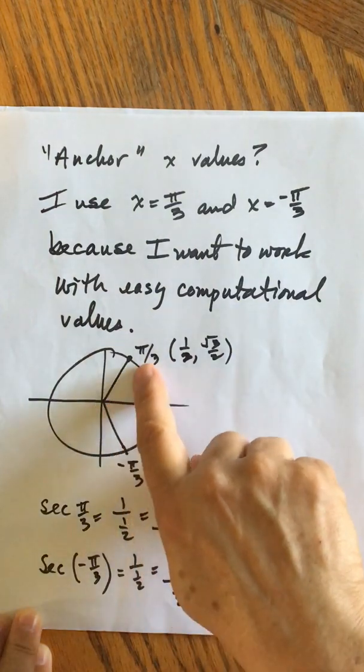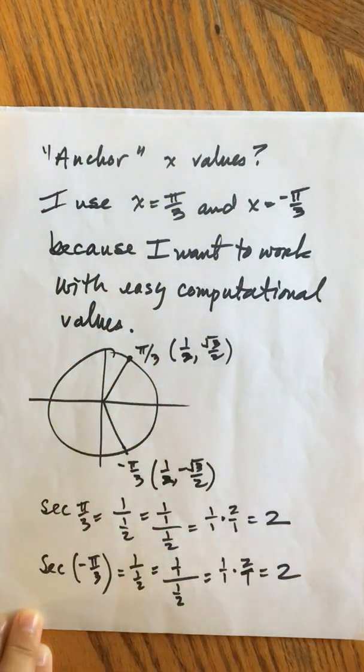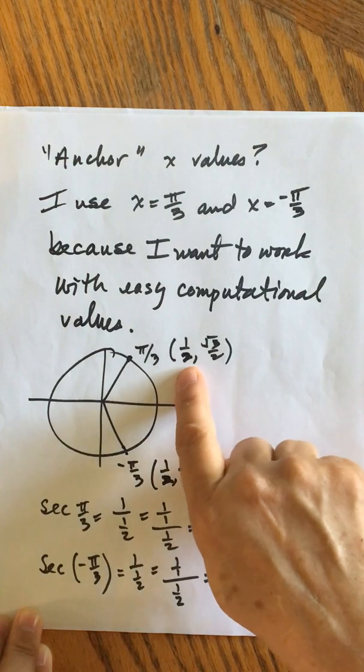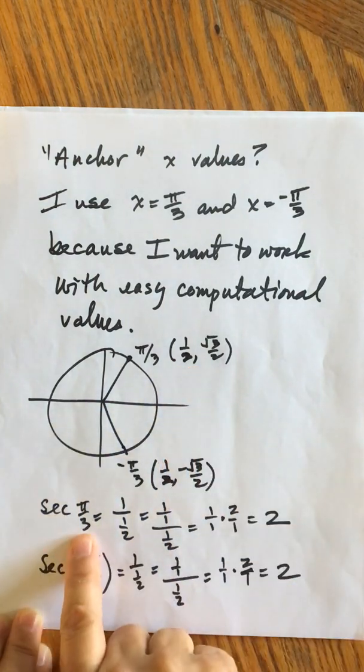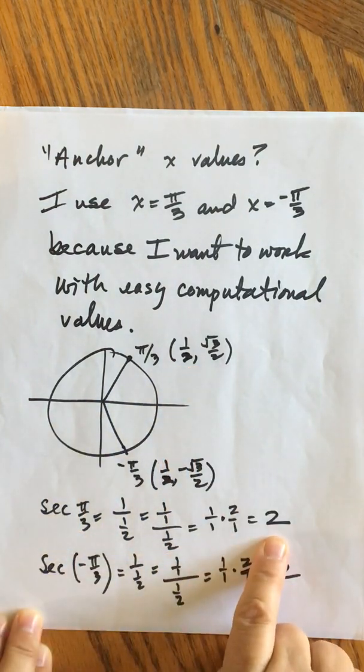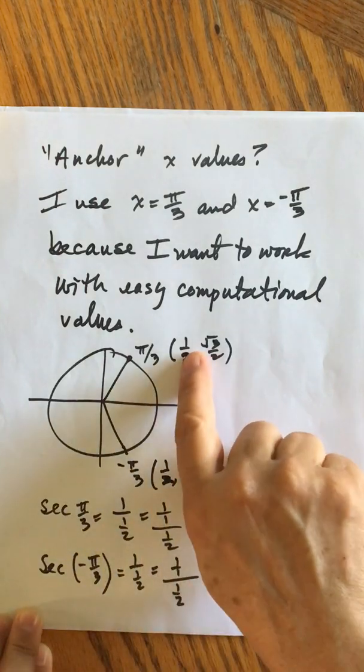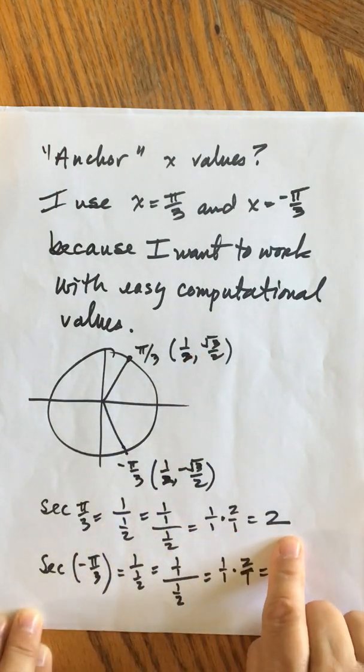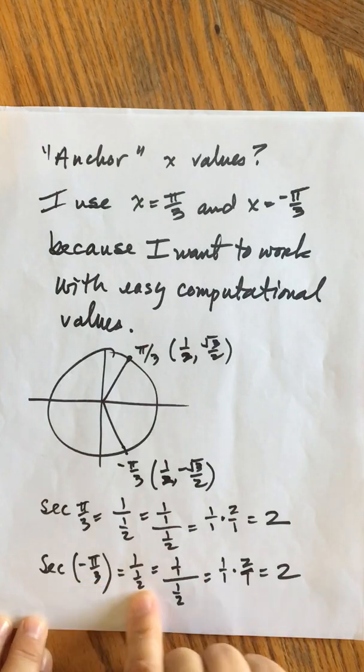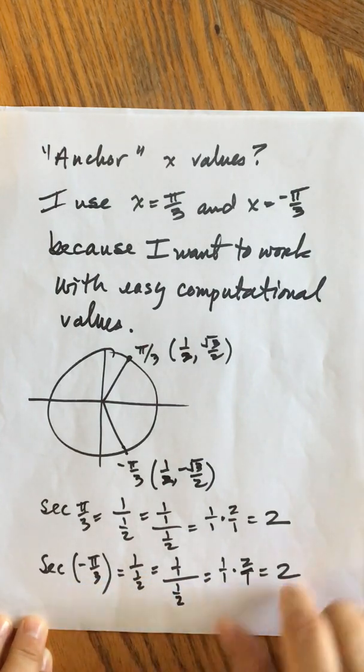So what I did is, because I know the unit circle and I know the coordinates, I know that at pi over 3, secant is 2, right? It's 1 over x. There's my x value. So when I take the reciprocal, I get 2. And here at negative pi over 3, same thing, I get positive 2.